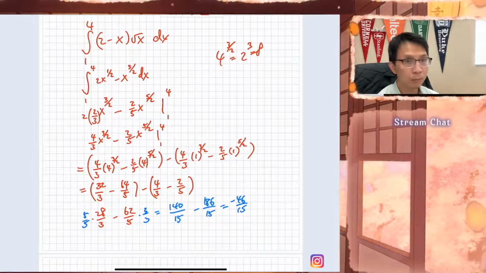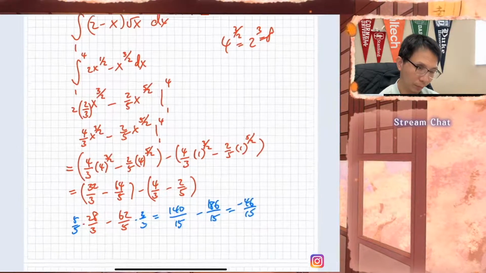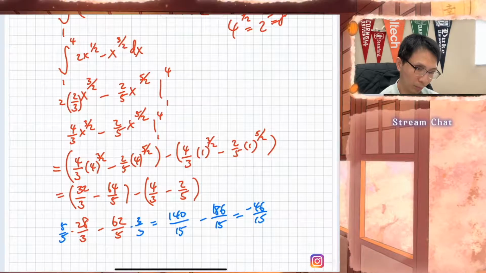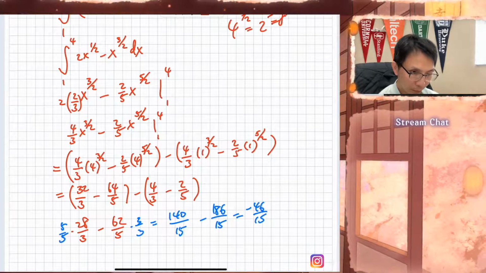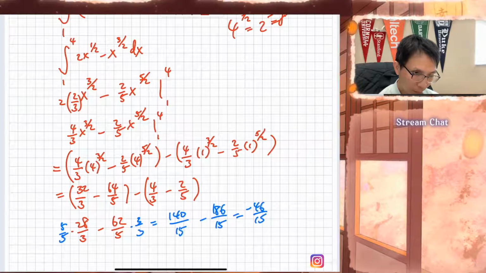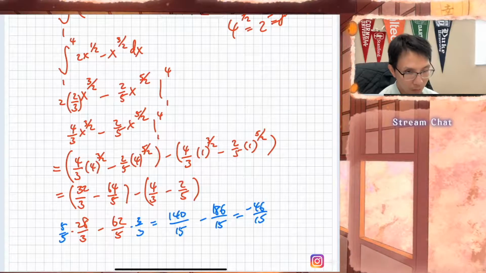Do you multiply by 5 over, what is that? You multiply by 5 over 5, or is it 5 over 3? Did you multiply by 5 over 5? Is that what you did? Yeah. Okay. I need a common denominator. Oh, sure.